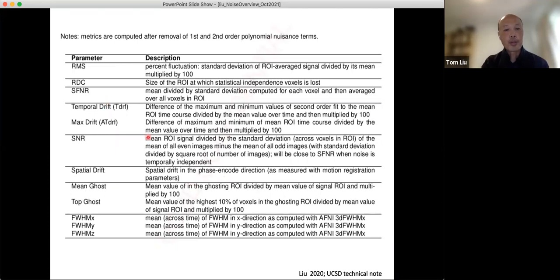One of the questions was the relationship between SFNR and SNR. At least the way I look at it, the SNR is based on the subtraction of all the even images minus all the odd images. And so basically SNR should track SFNR when the noise is temporally independent. That is the way we look at it. And I do agree that SNR and SFNR tend to track each other fairly well. I'll go into a little bit of our experience with looking at SNR, SFNR, and how it might differ from RMS, and how you might use RMS, RDC, SFNR together to help debug, or show you some examples of how we've used those different metrics to debug what's going on at our site.